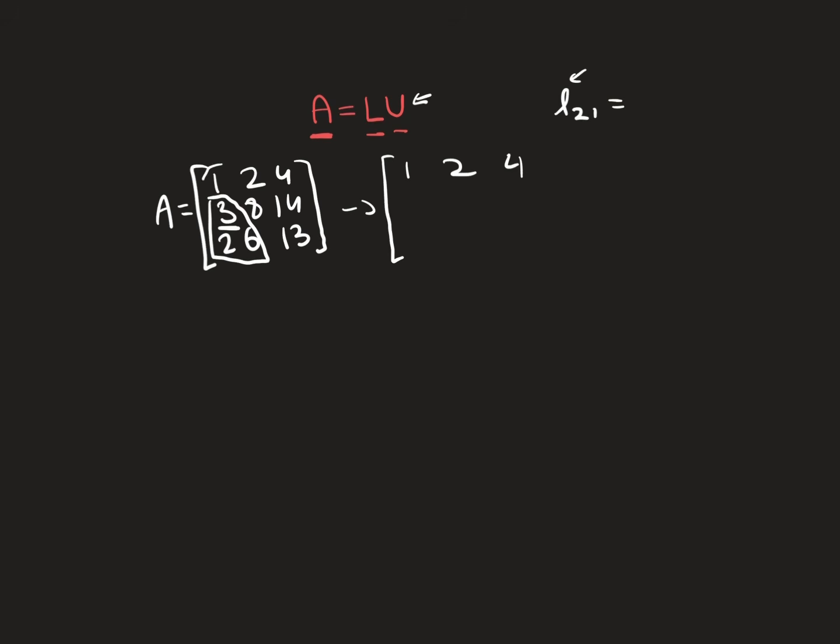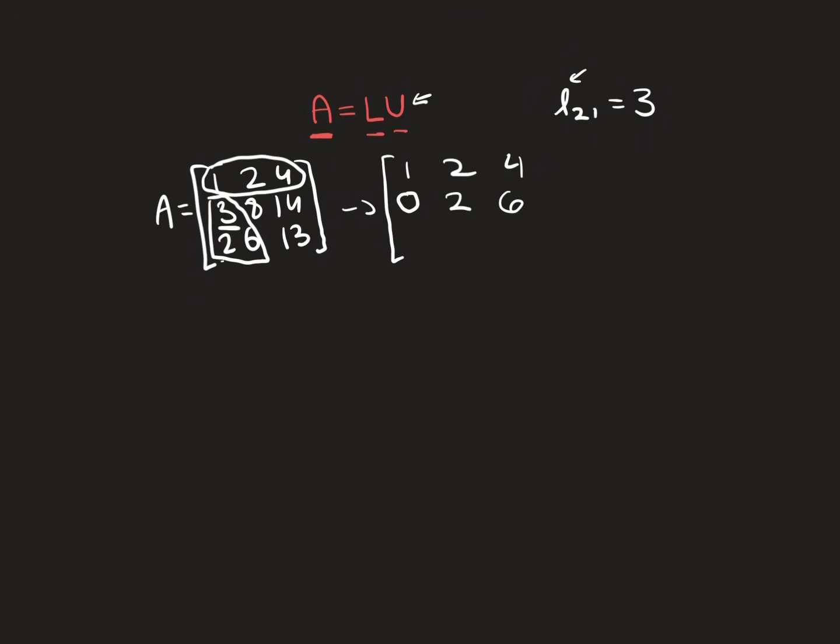So we multiply the first row by 3, right? And then if we do that, 1 times 3 is 3, and 3 minus 3 is 0. So now we have a 0 in there. So L21 is 3. Then we do the rest of the row. 2 times 3 is 6, and 8 minus 6 would be 2. And then 4 times 3 is 12, and 14 minus 12 would be 2.